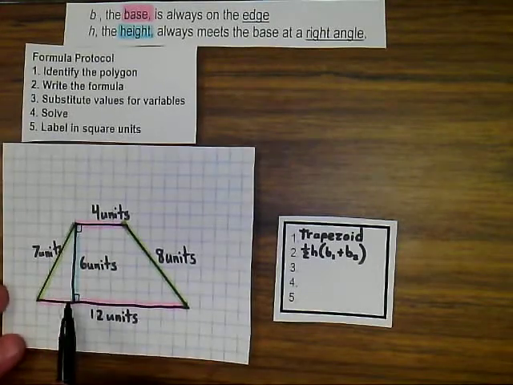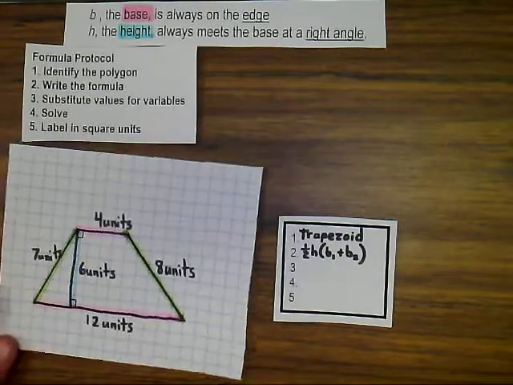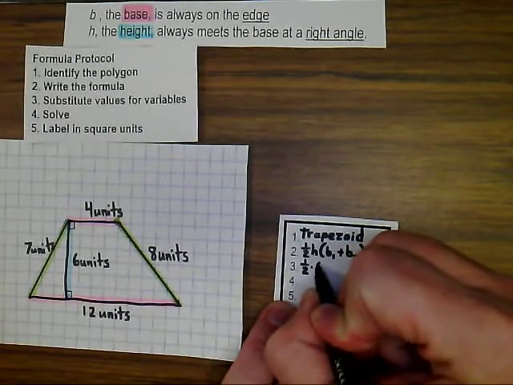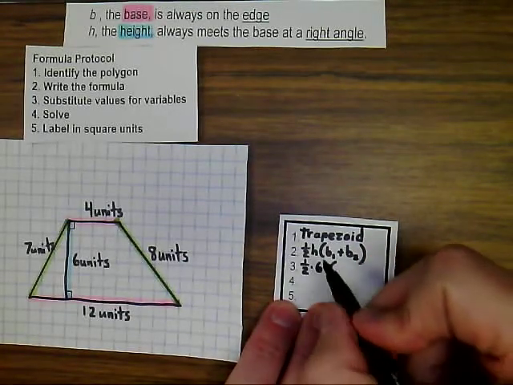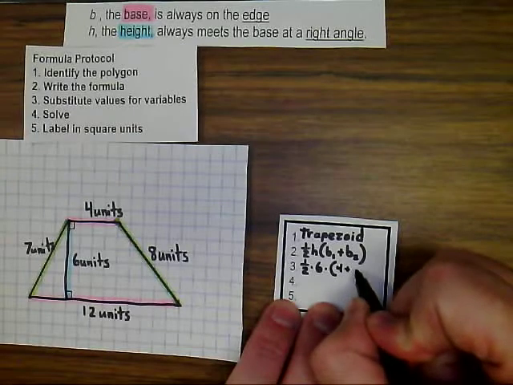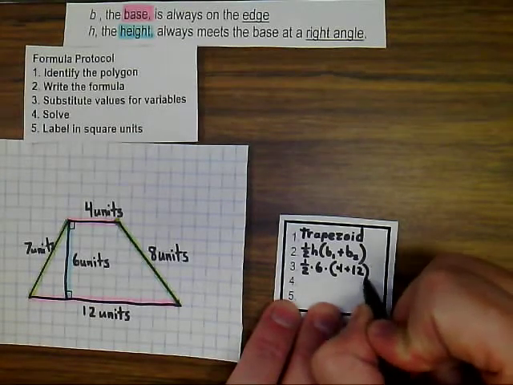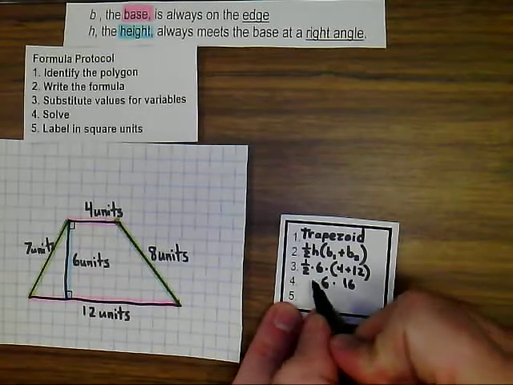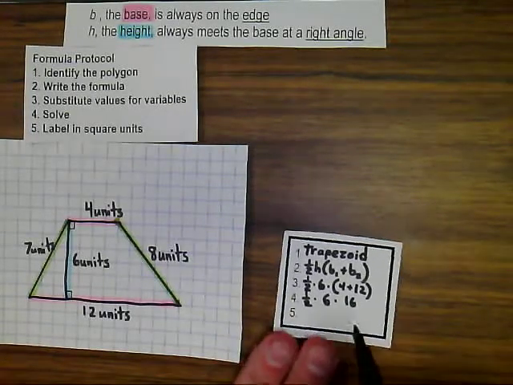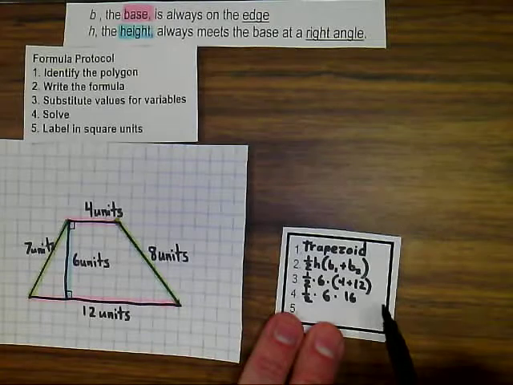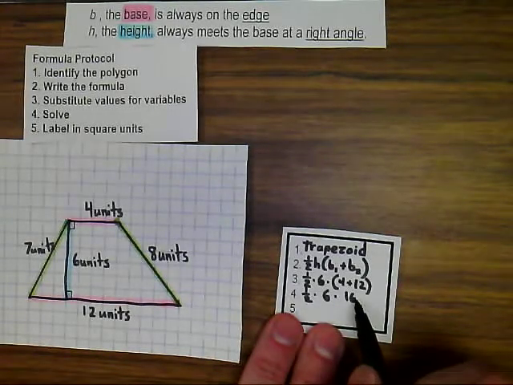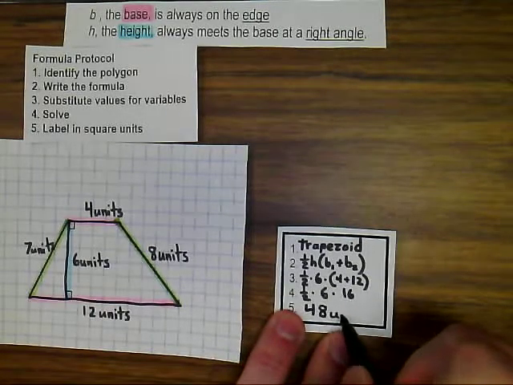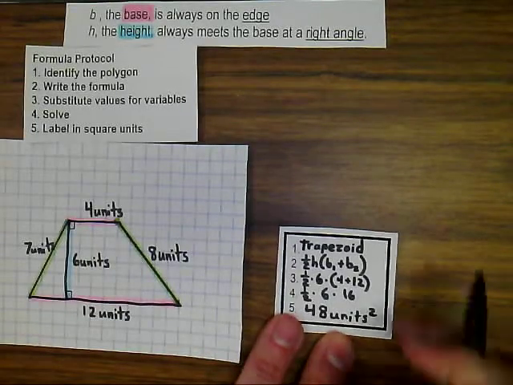So my height is the only number, this 6 is the only item that meets my bases at a right angle. So I'm going to go ahead and substitute the height for 6. And these parentheses are really important because they indicate that I'm adding those two bases first before I do anything else. And so I know 4 plus 12 is 16. And now I've got a formula that looks a lot like my triangle, where I can go ahead and use either my commutative or associative property. In this case, I'm going to do half of 16 is 8, and 8 times 6 is 48. And that gives me 48 units squared.